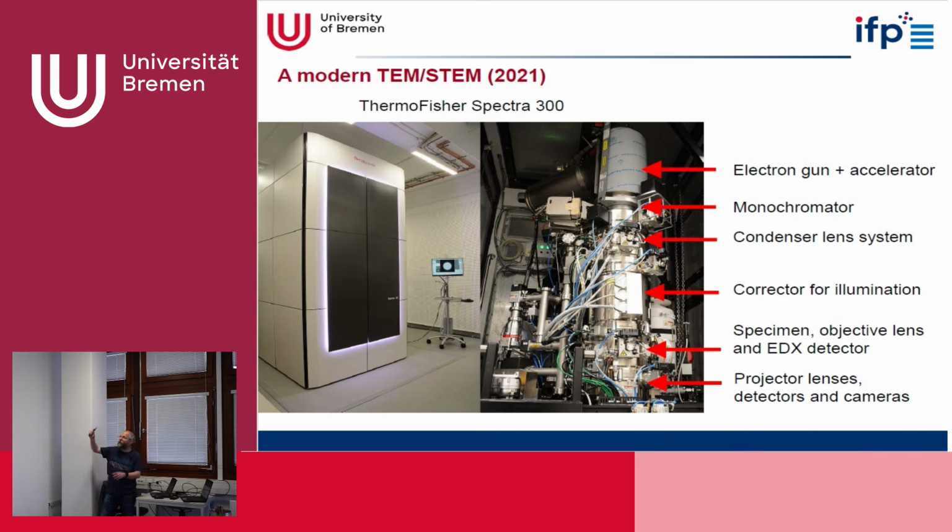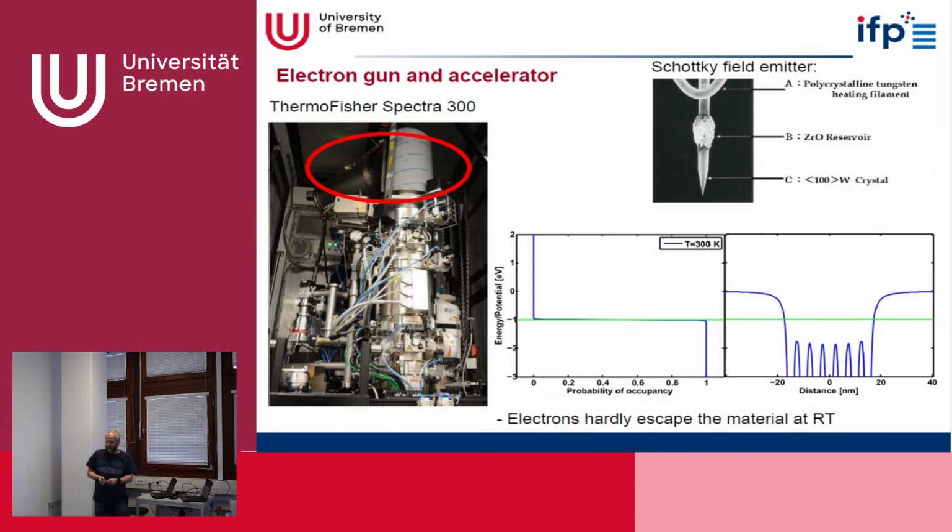Okay, let's go through the TEM step by step. First of all, we need the electrons, and usually the electron source is a typical Schottky field emitter. We have a tungsten crystal, and if we consider such a crystal, we see that the energy, or the Coulomb potential, in this crystal looks like this.